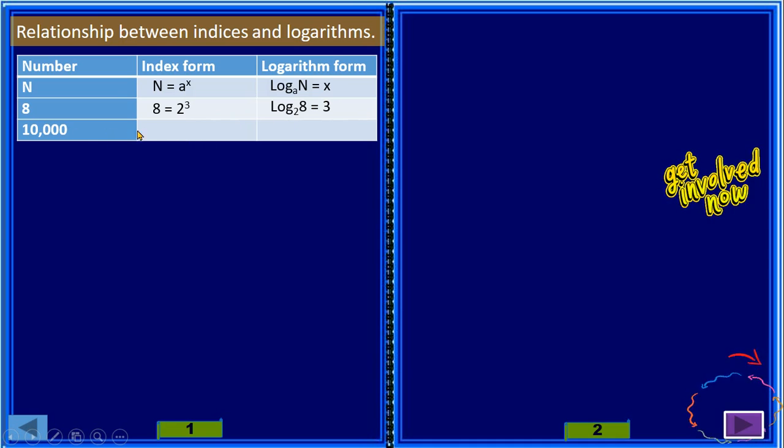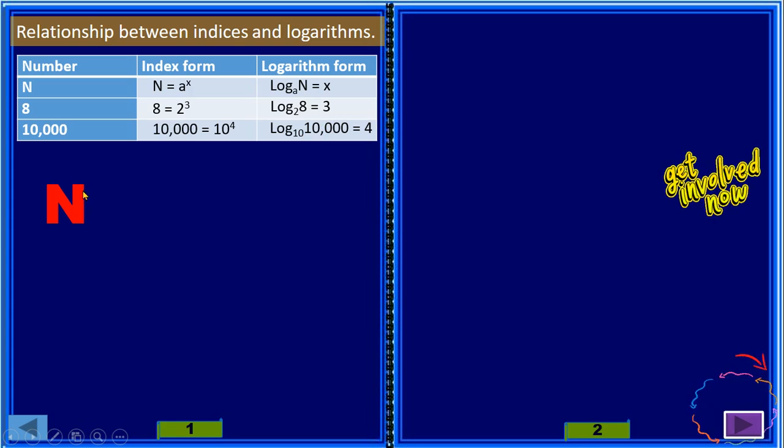The number 10,000 in index form is written as 10 raised to power 4. In log form, it is log 10,000 base 10 is equal to 4. So therefore, the log of 10,000 to base 10 is 4.